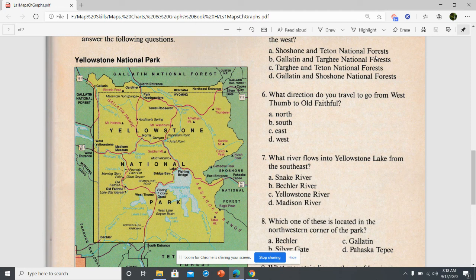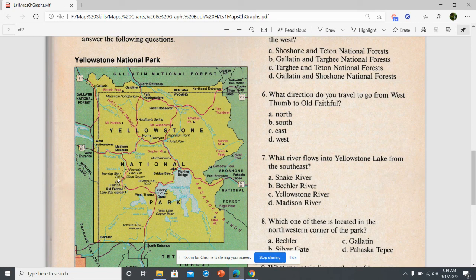Which 2 are they? Number 6, what direction do you travel to go from West Thumb to Old Faithful? So West Thumb, right in here, and then Old Faithful over this way. Is it A, north, B, south, C, east, or D, west? Number 7, what river flows into Yellowstone Lake from the southeast? Is it A, Snake River, B, Belcher River, C, Yellowstone River, or D, Madison River?